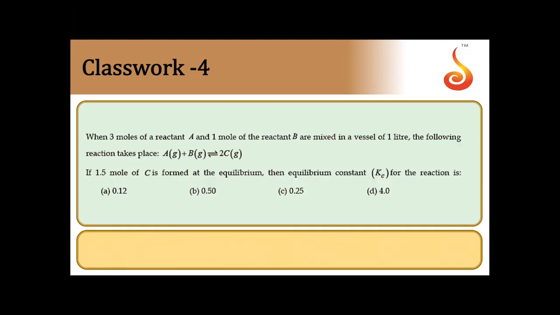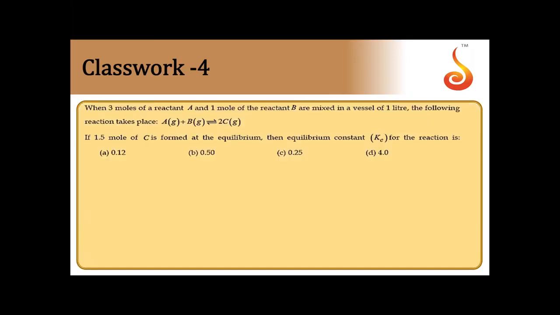Then, 3 moles of reactant A and 1 mole of reactant B are mixed in a 1 liter vessel. The following reaction takes place: A plus B giving rise to 2C. If 1.5 moles of C is formed at equilibrium, the equilibrium constant for the reaction is... So 3 moles of A is there and 1 mole of B is present. The initial moles of A and B are given in a 1 liter vessel.